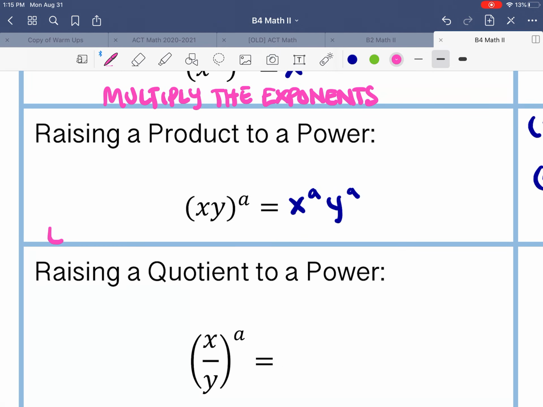So my rule here is going to say: everything gets the exponent.